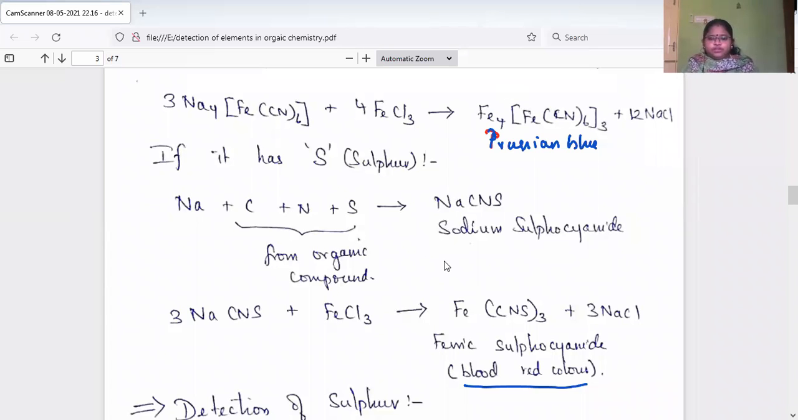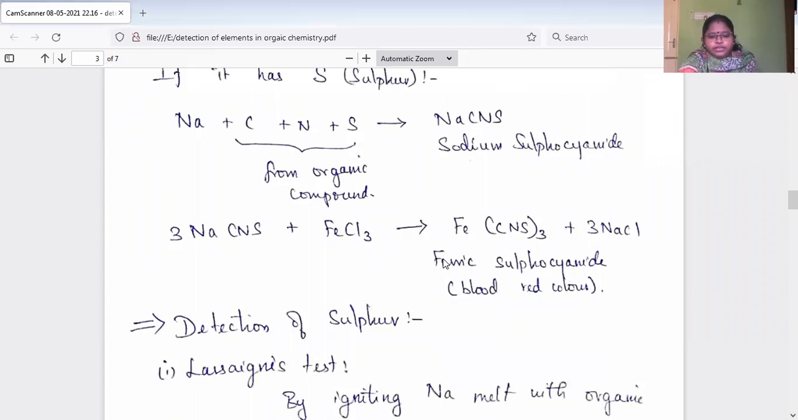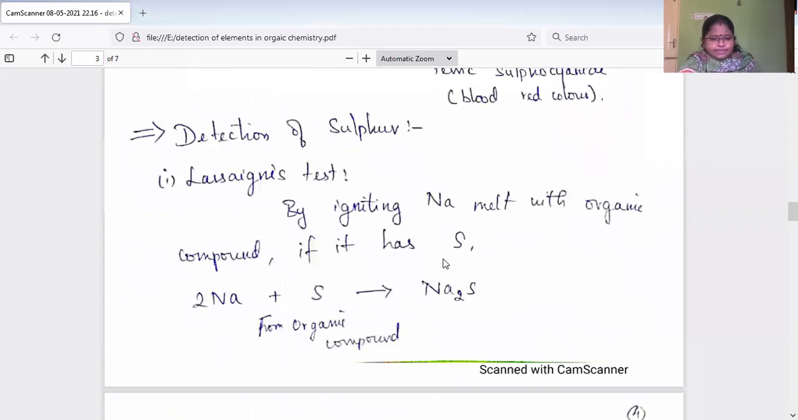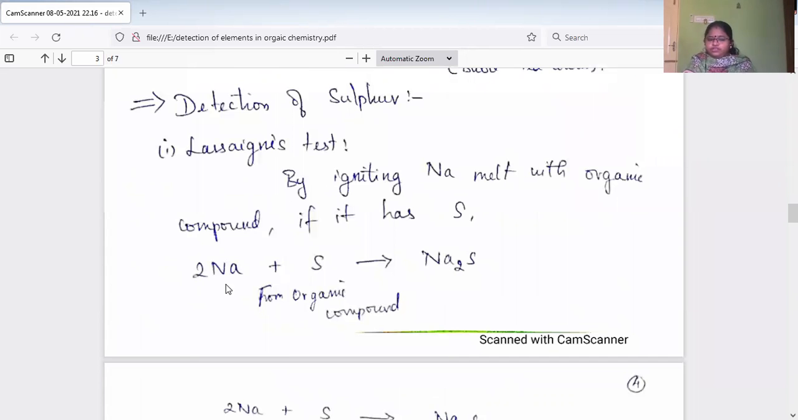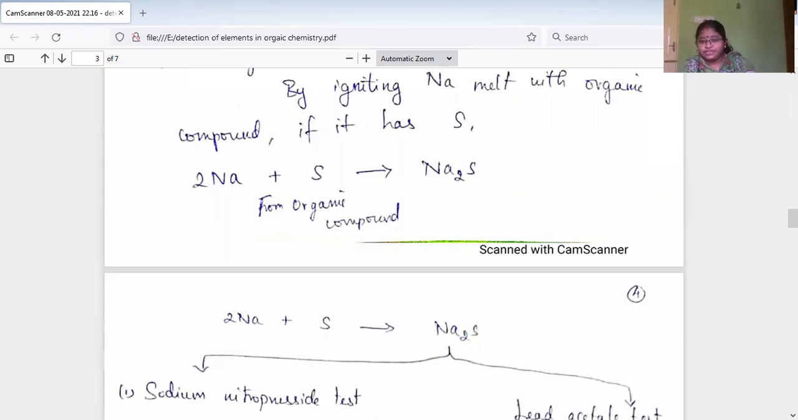Next is detection of sulfur. Separately, detection of sulfur, again Lassaigne's test. Again the sodium fusion of the organic compound: in the ignition tube you take sodium, then the organic compound which has sulfur. If sulfur is present in the organic compound, sulfur reacts with sodium and forms Na2S, sodium sulfide. So Lassaigne's reagent has sodium sulfide.